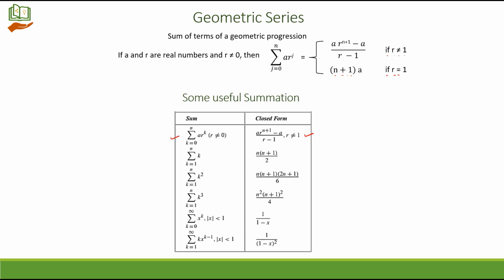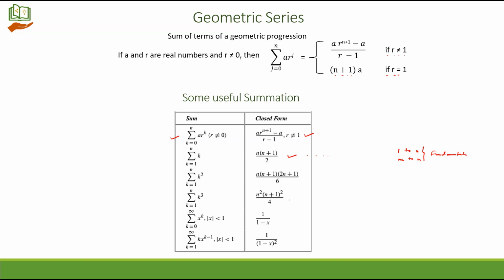When you have a 1 to n sequence, the sum is given by n into n plus 1 divided by 2. Actually, I explained all these things in the mathematical fundamentals video. What about k square? We have n into n plus 1 into 2n plus 1 divided by 6. For k cube, we have a formula.